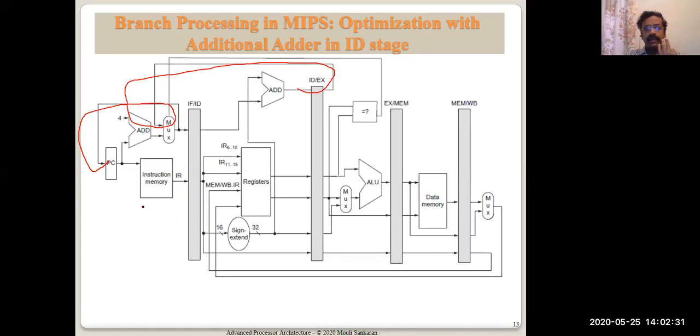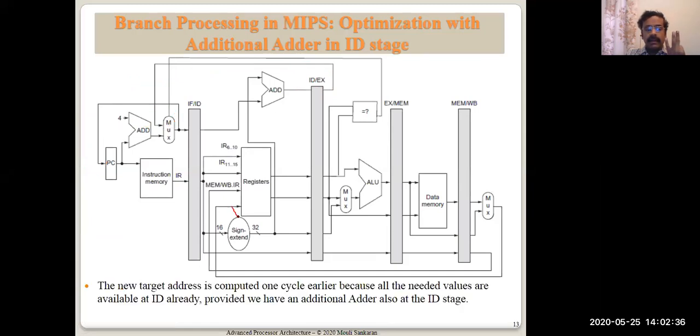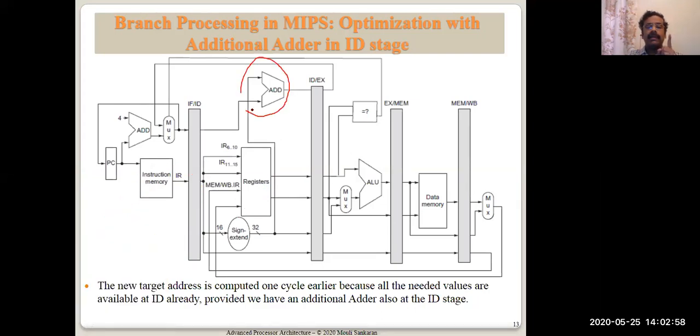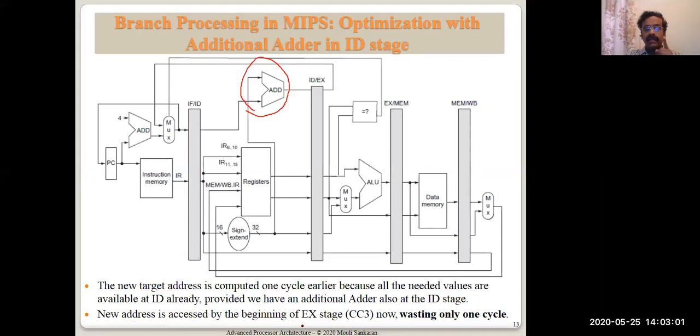Now, what happens is when this branch equal instruction comes in, the new address is computed here. PC plus 4 is accessed here. PC plus 4 is just accessed from the memory and immediately the new address is put into the PC. So one cycle of accessing PC plus 4 is wasted. So we are saving one cycle by adding one adder here. The new address is accessed by the beginning of the EX stage, not even the beginning of memory. Here itself we are accessing the new address. So we are wasting only one cycle.